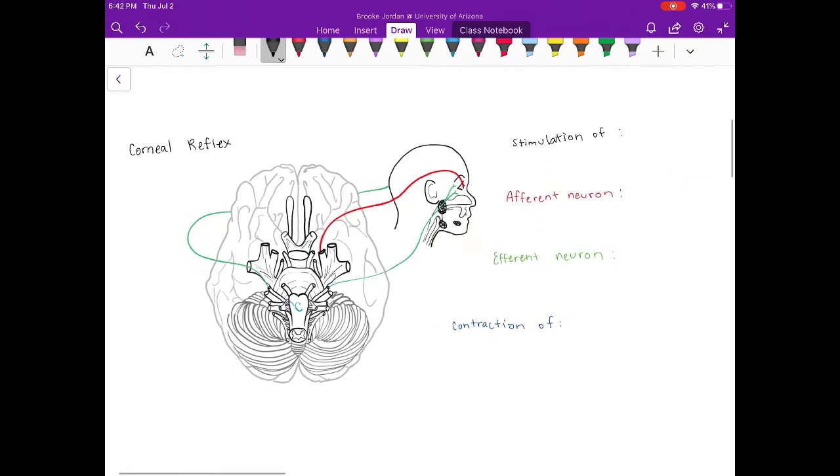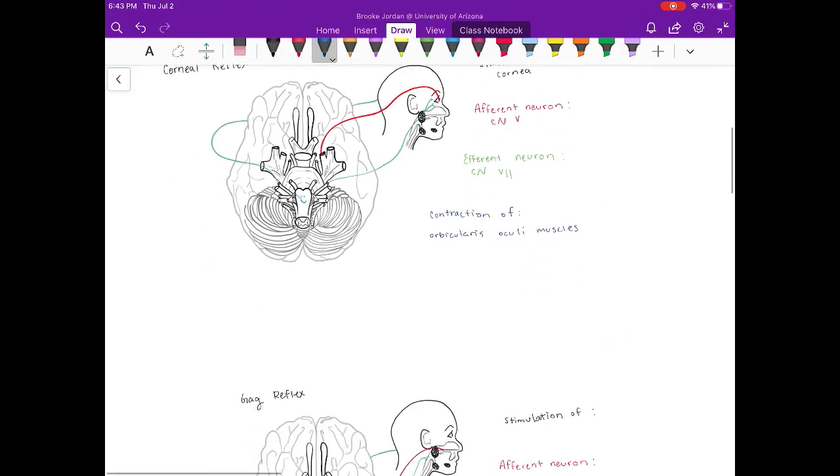First off, we have the corneal reflex, and this occurs due to stimulation of the cornea, which causes the afferent neuron, cranial nerve number 5, to send signals to cranial nerve number 7, which ultimately causes contraction of the orbicularis oculi muscles. And this is important because if something gets in your eye or stimulates your cornea, you want to blink it out, right?